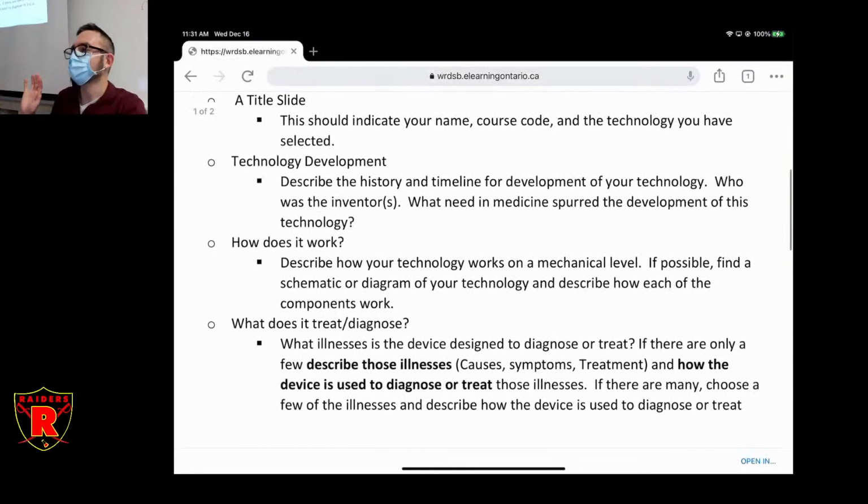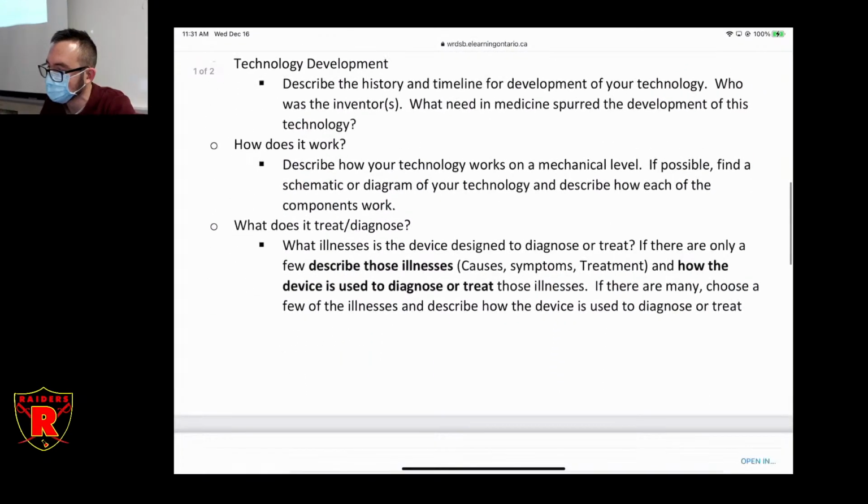Here in that part, it may be helpful, by the way, for you to look up a YouTube video on how it works. Most of these have very good YouTube videos explaining the function of the technology. MRI, X-ray, CT. All of those things have detailed videos that you can find that explain very precisely how they work, okay? So make sure that you're explaining it.